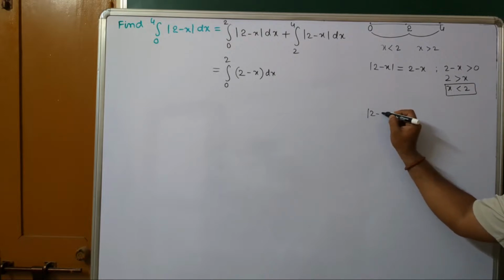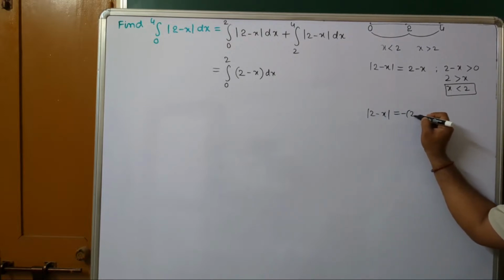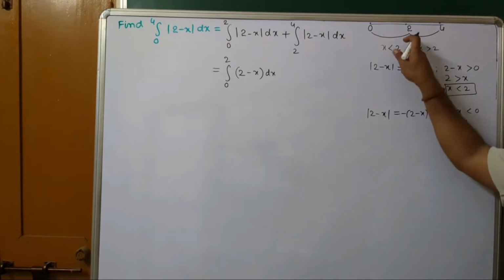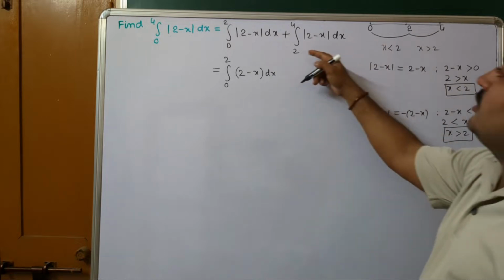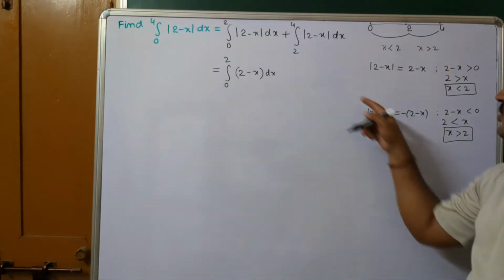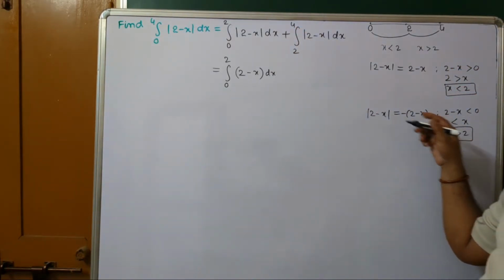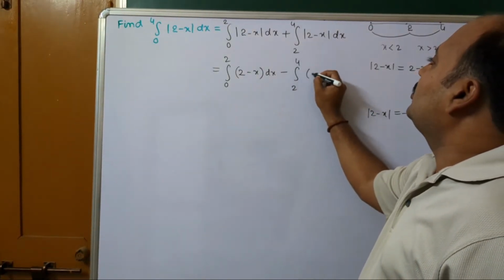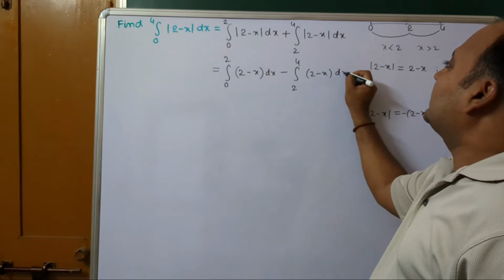Mod 2 minus x is equal to minus of 2 minus x when 2 minus x is less than 0, that is 2 is less than x, x is greater than 2. X is greater than 2 means 2 to 4 only, no? So in 2 to 4, mod 2 minus x, we can write it as minus of 2 minus x. So minus integral 2 to 4, 2 minus x into dx.